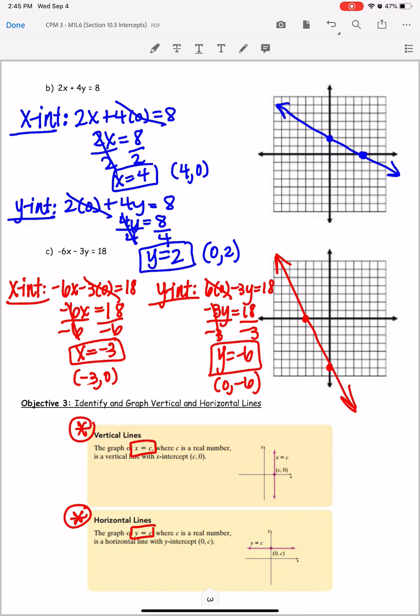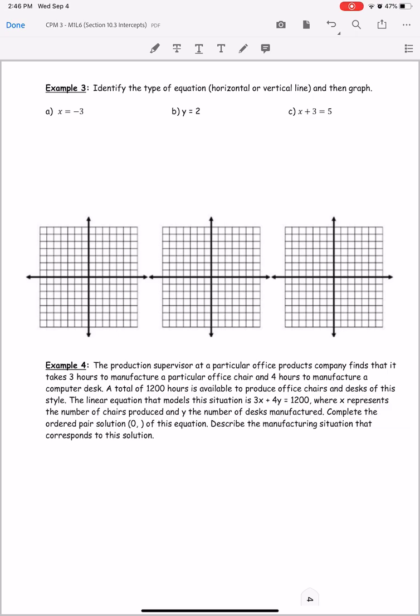let's just use that to graph on this next page. It says identify the type of equation, horizontal or vertical, and then graph. So again, you can flip over to that last page and memorize it. I think the easiest thing to do is actually graph it, and then you look at the graph and see if it's vertical or horizontal.